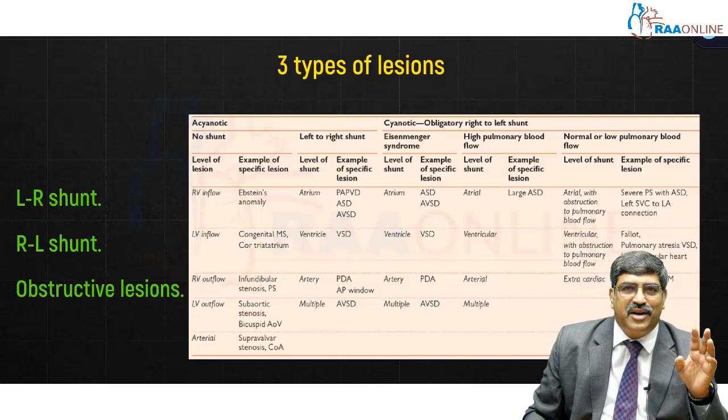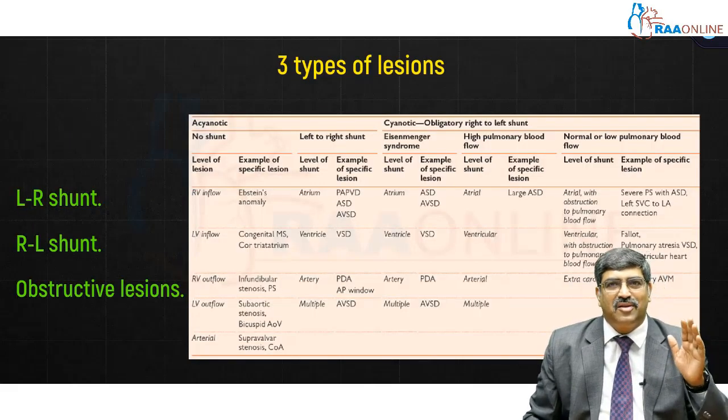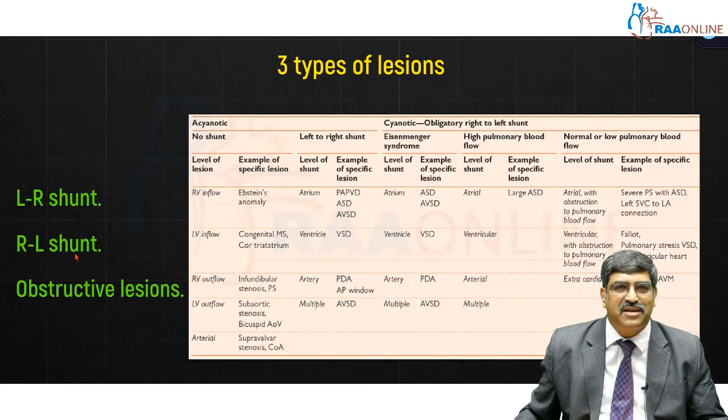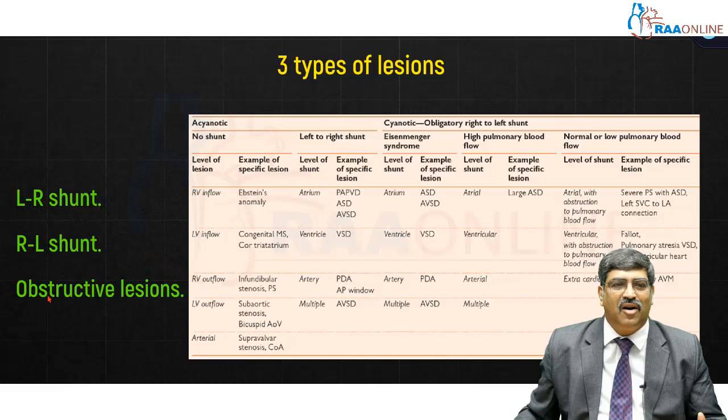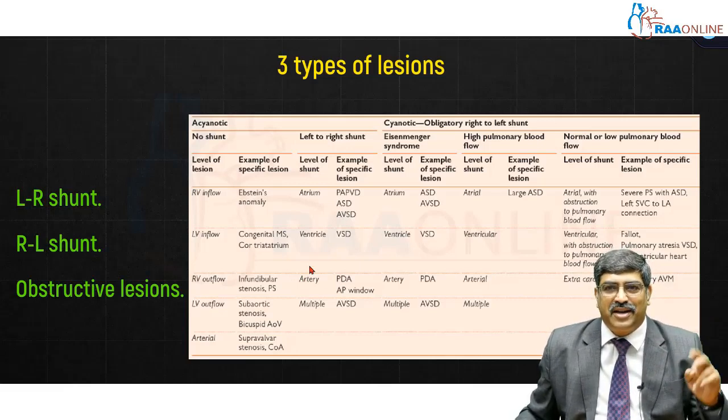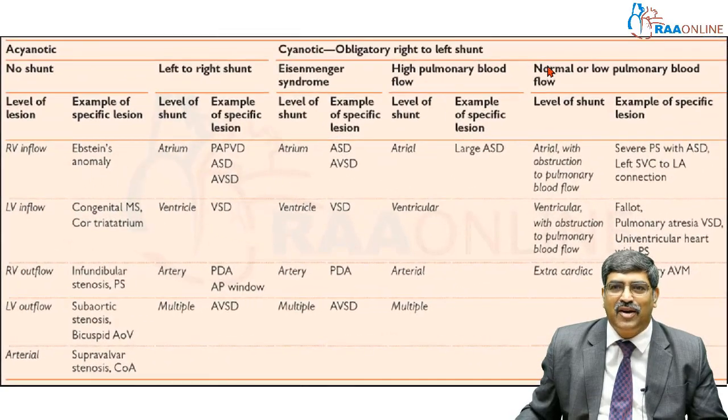And they can be classified into 3 types based on the lesions. It can be a left to right shunt, a right to left shunt, or an obstructive lesion. With regard to pulmonary blood flow, another 3 types: it can be high, normal or low pulmonary blood flow.